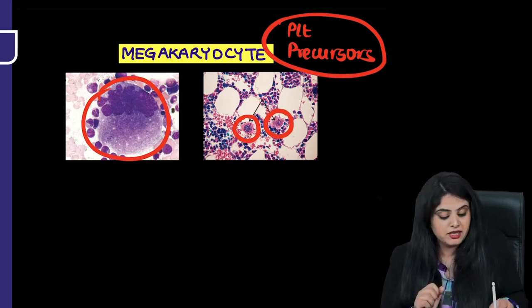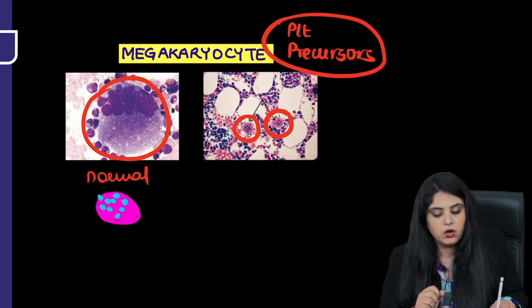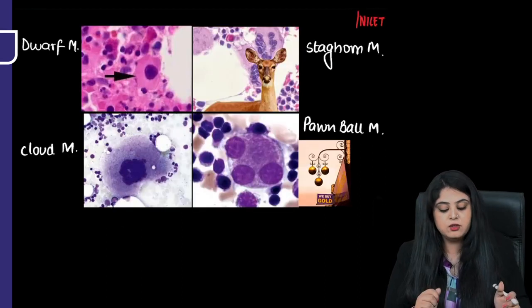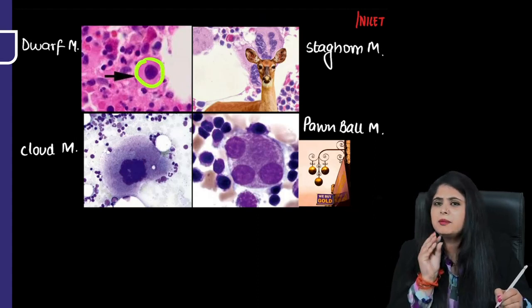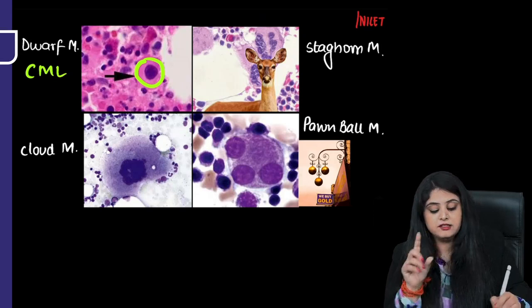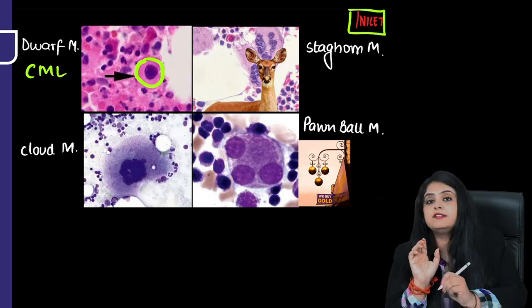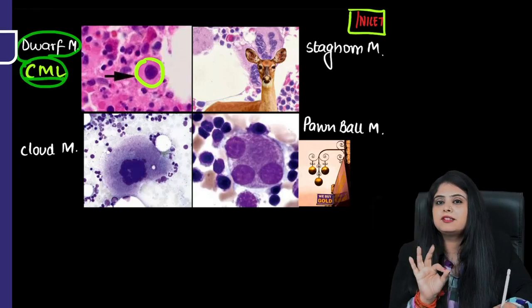So first, look at the normal megakaryocyte. A normal megakaryocyte is basically going to be a giant cell. It's going to have lots and lots of nuclei. That is a normal megakaryocyte, because now have a look at this. If the megakaryocyte, suddenly look at the nuclei, they're becoming very small, a dwarf megakaryocyte. That is seen in CML. Again, this is a slide important only for INICET aspirants. Remember, a small dwarf megakaryocyte: CML sounds like small, so the megakaryocyte becomes small.